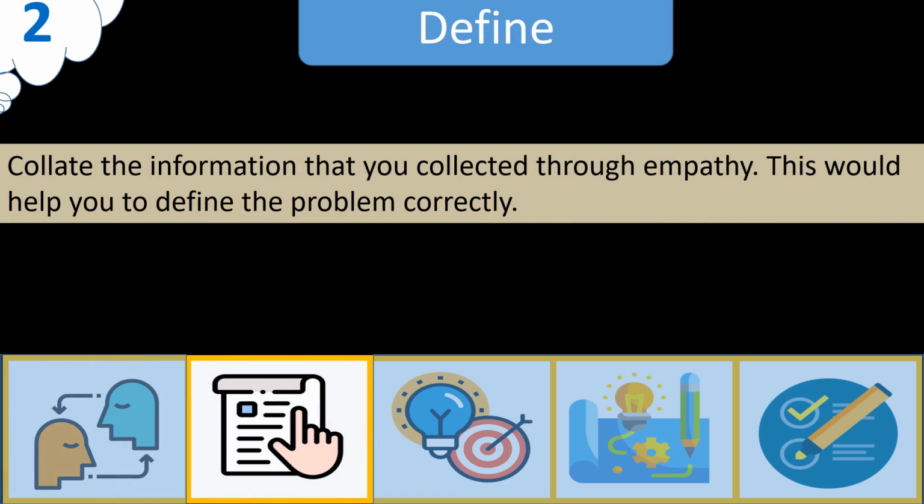After getting better understanding of the problem, you need to collate the information that you collected through empathy. This would help you to define the problem correctly.